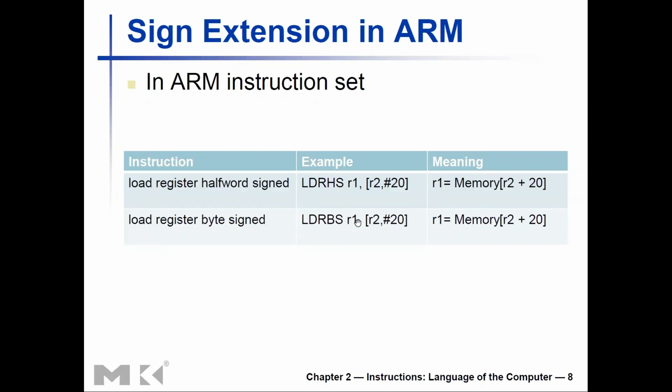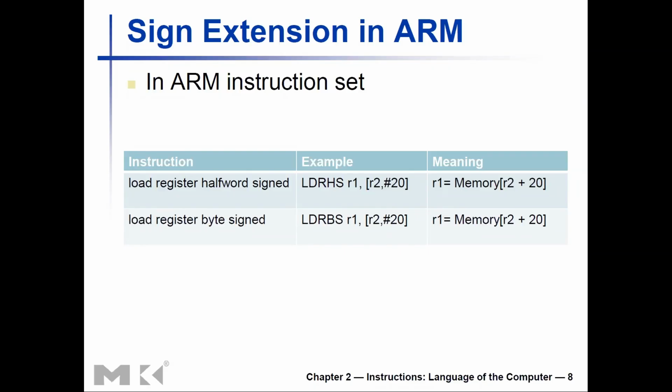In both these instructions, we are using the same memory operand part. This R2 hash 20 part is the same here as well in all the cases. Even in LDR, we use the same thing. So I'm answering Dushinta's question. R2 hash 20 is the same because we are going to get data from memory, which is at this specific location.